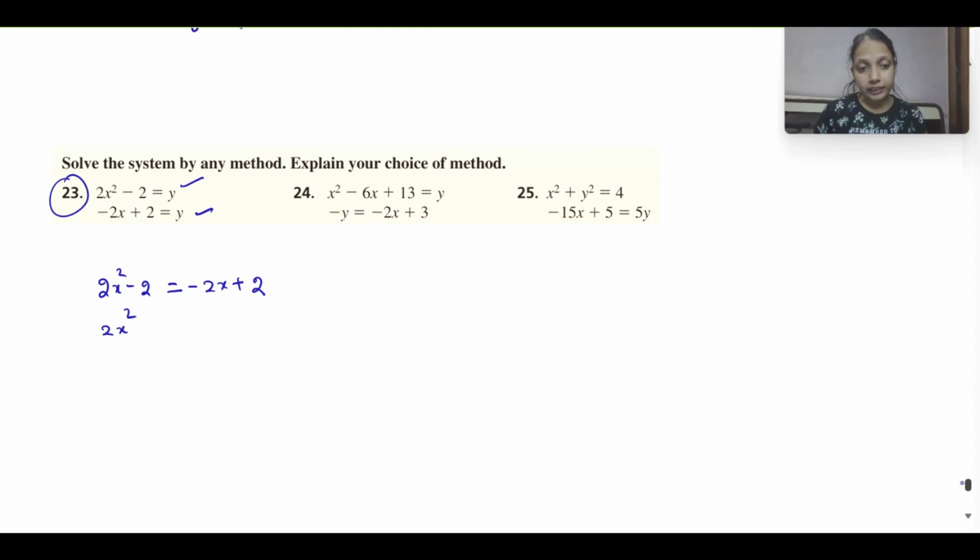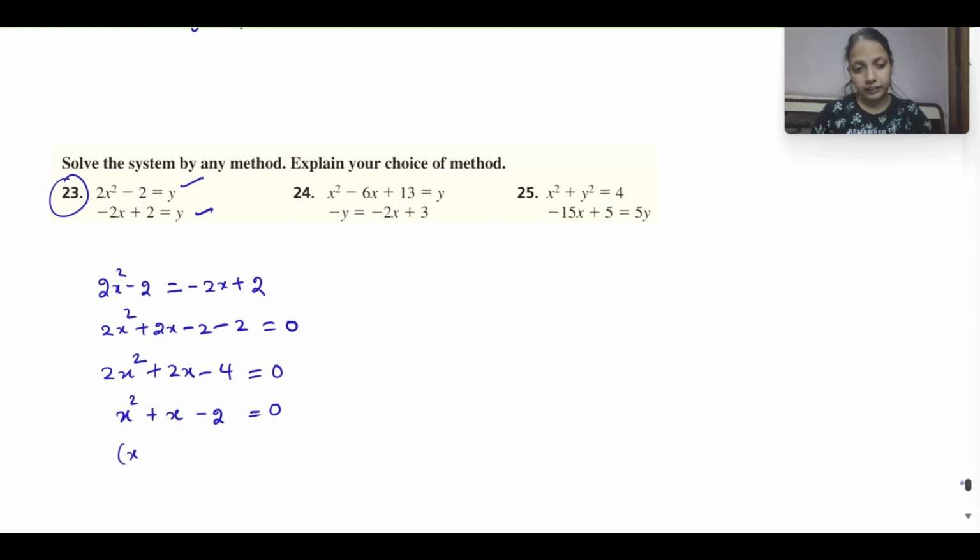Shift everything to one side. Negative 2x becomes positive 2x. Negative 2 and negative 2, it is 0. 2x square plus 2x minus 4 equals 0. Divide everything by 2. X square plus x minus 2 equals 0. I can factorize it. X plus 2 is a factor and x minus 1 is a factor here. When you solve, you get x is minus 2 and x is 1.